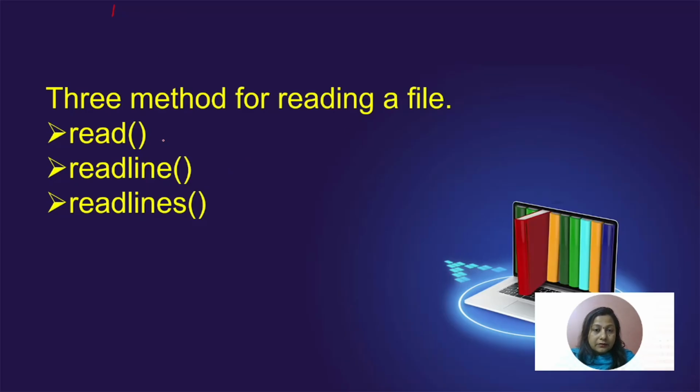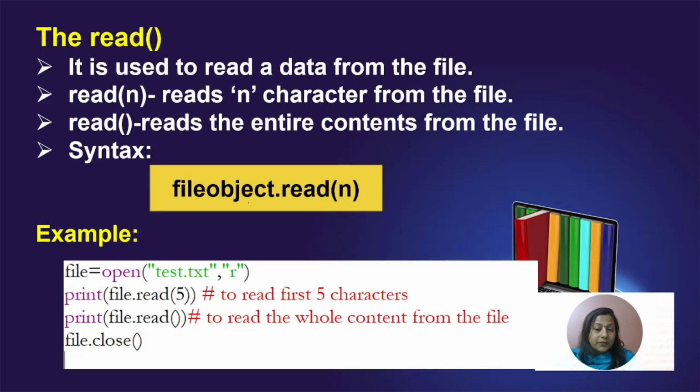There are three methods for reading a file. One is the read function, another is readline, and the third is readlines. Let's see one by one. What is the meaning of the read function? It is used to read data from the file. If you pass a parameter n, it will read n characters from the file. If you don't pass any argument, it reads the entire content of the file.